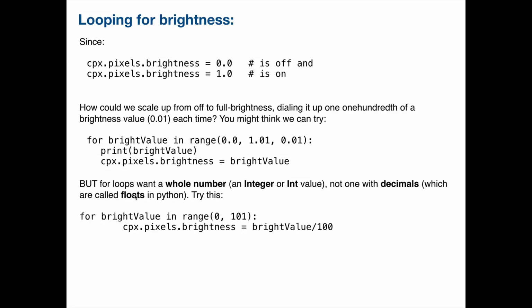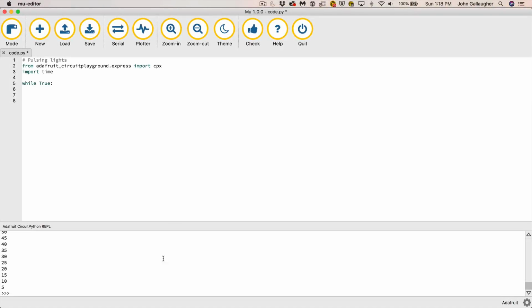But instead of saying just print bright value, why don't I print bright value divided by 100, so I can see what that number is going to be as I iterate through. So again, some useful techniques for you, hopefully, as you're coding. Let's dive over here and give this a shot in Python.